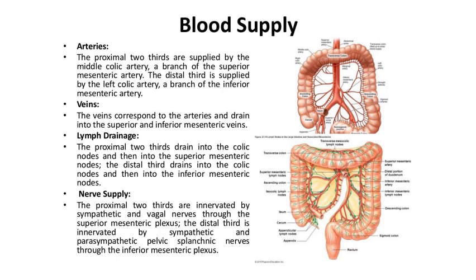Lymphatic drainage. The proximal 2/3 drain into the colic nodes and then into the superior mesenteric nodes. The distal third drains into the colic nodes and then the inferior mesenteric nodes.